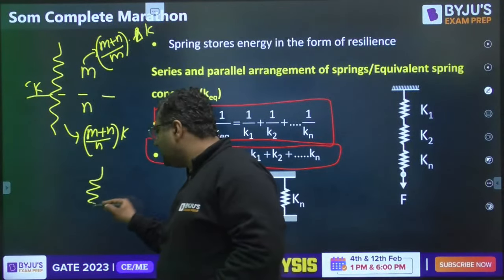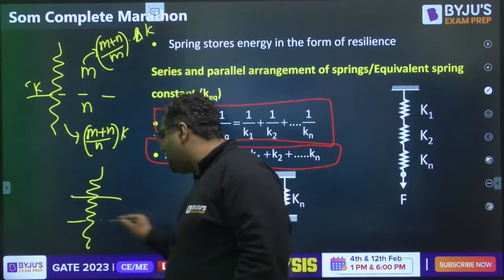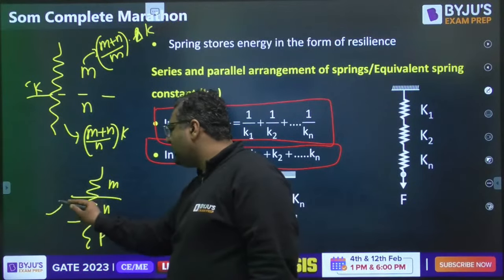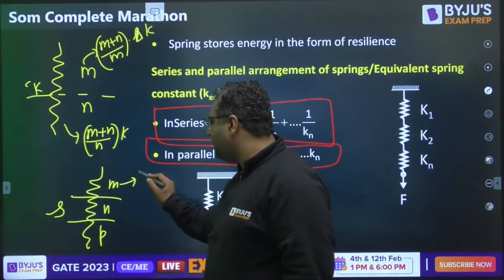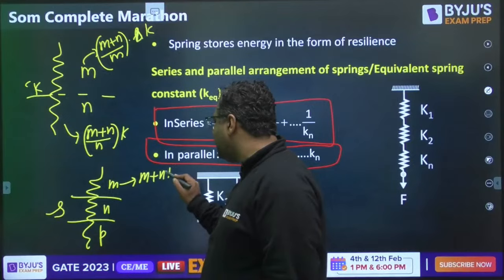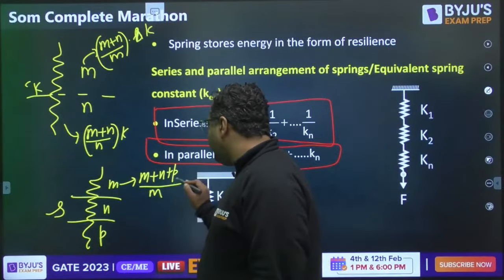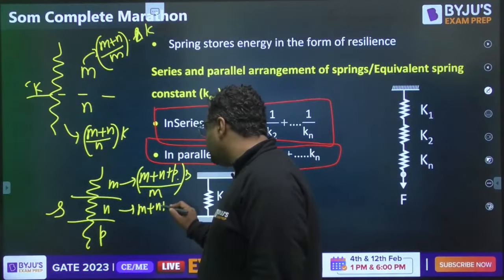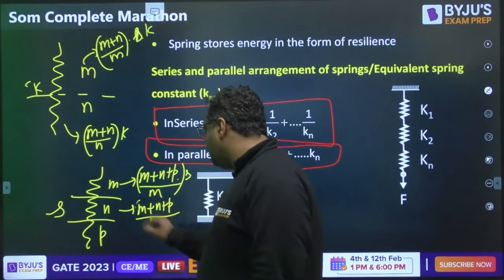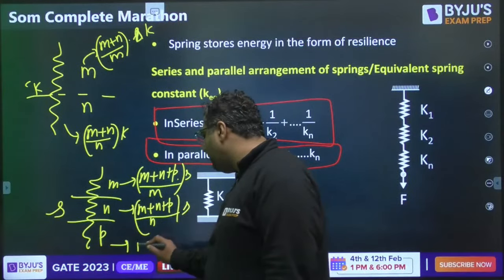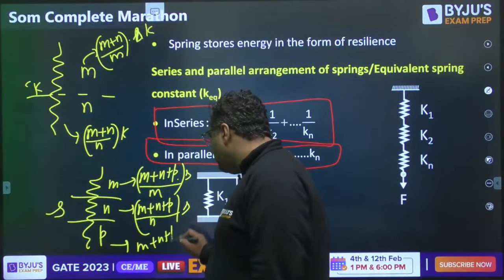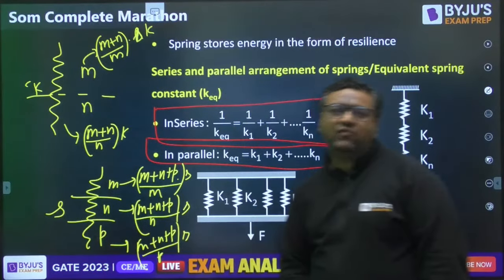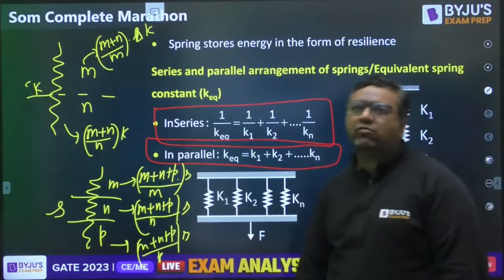Similarly, if you are having a spring and you are going to cut it into three parts in the ratio of M is to N is to P, initial stiffness was K, then this part will be having a stiffness of M plus N plus P divided by M into K. Similarly, this part will be having M plus N plus P divided by N into K. Last part will be having M plus N plus P divided by P into K. So this is how the stiffness we can find out when we are going to have cutting of a spring.